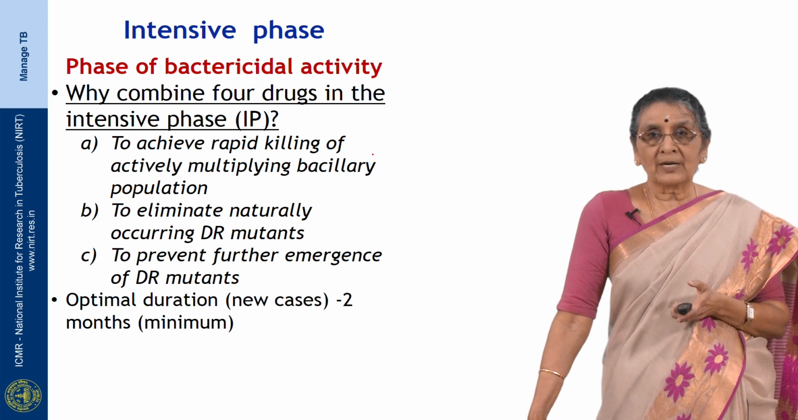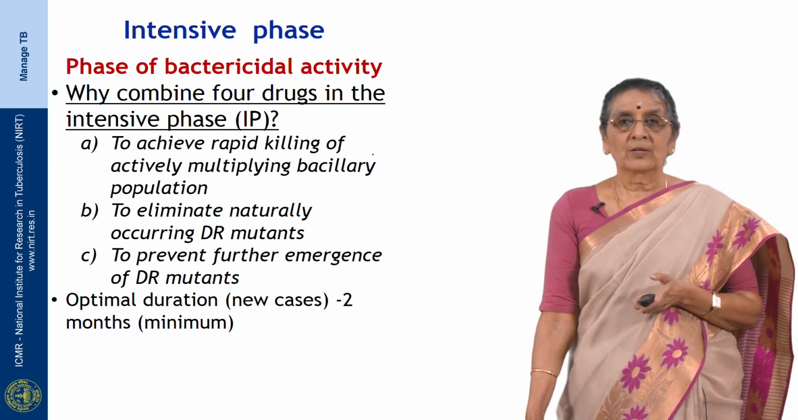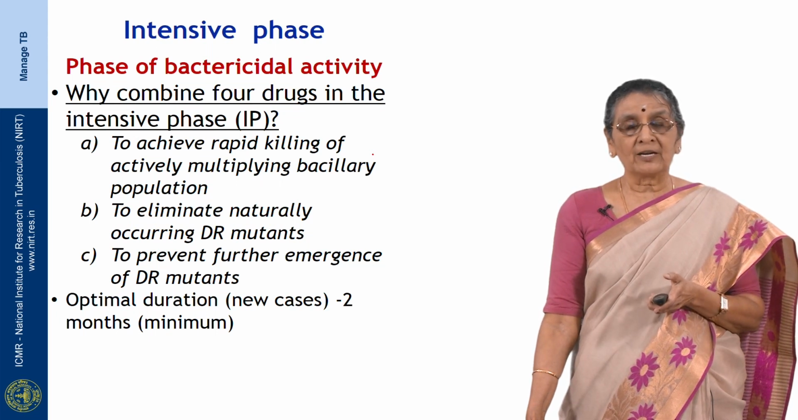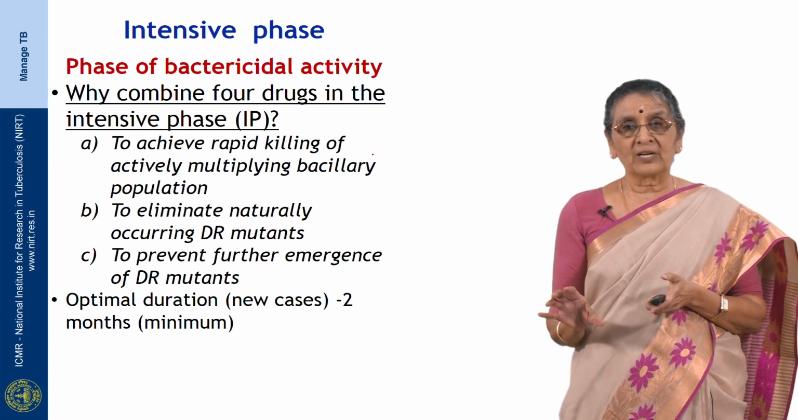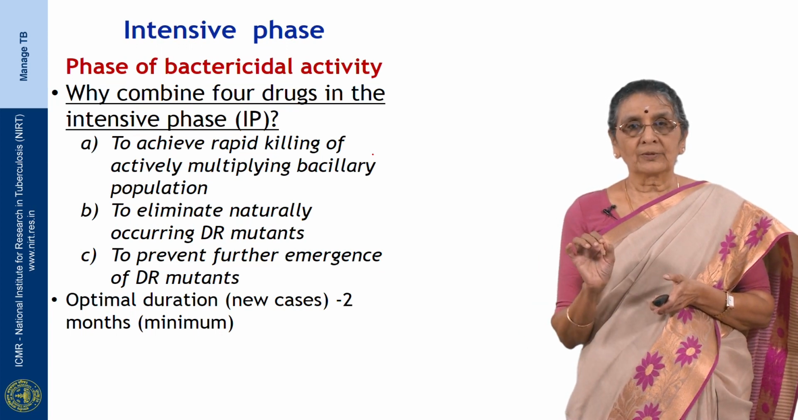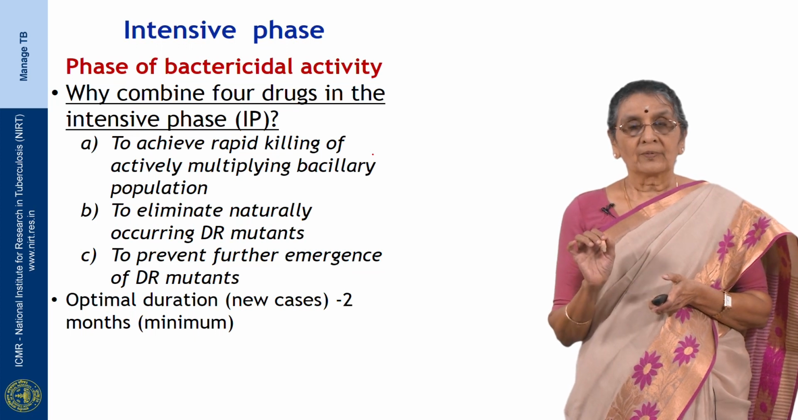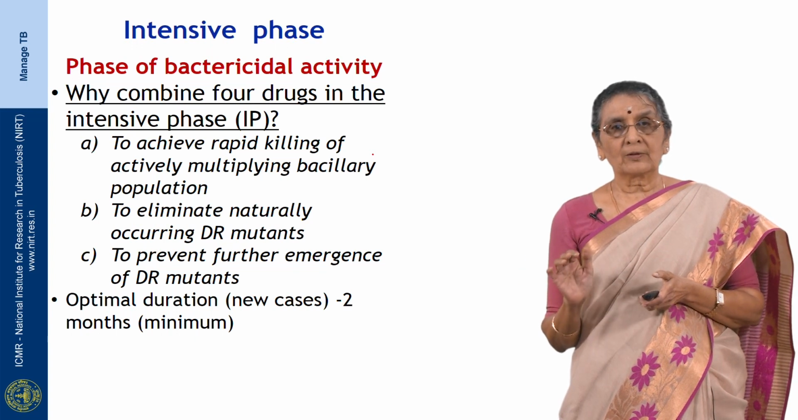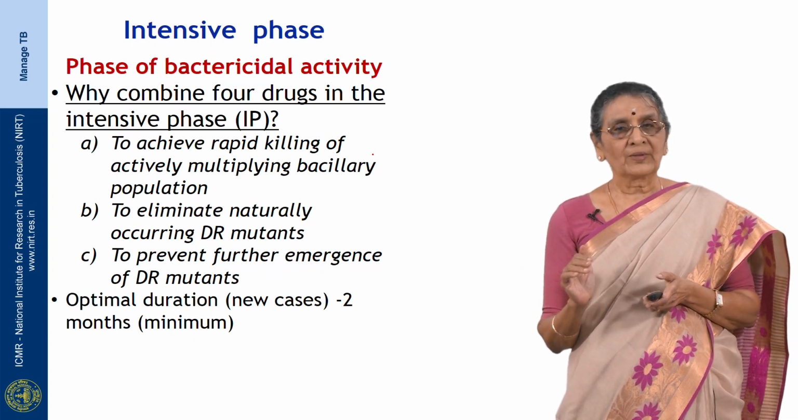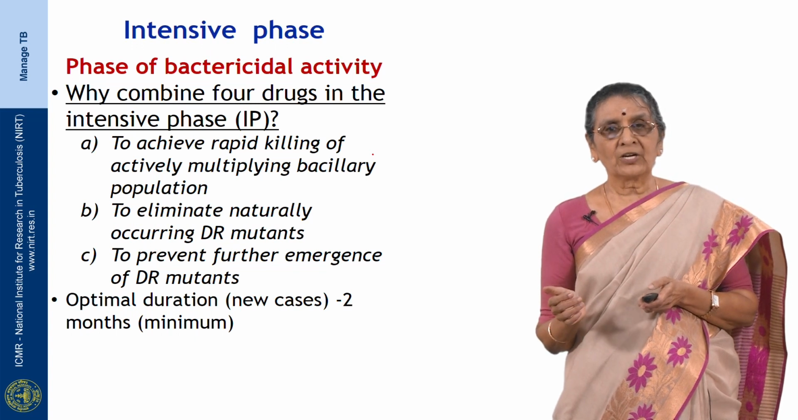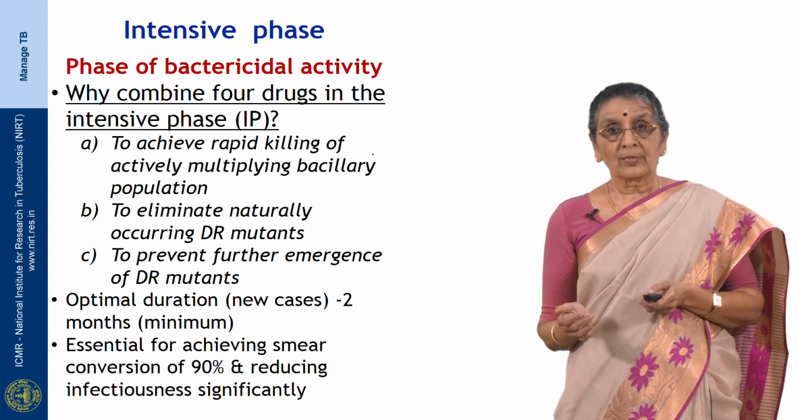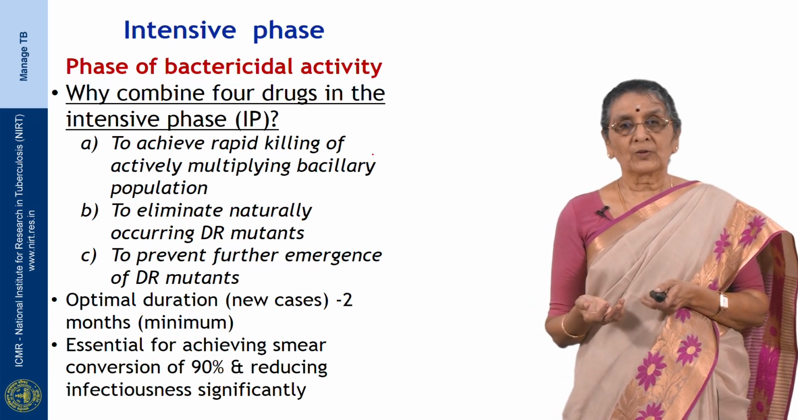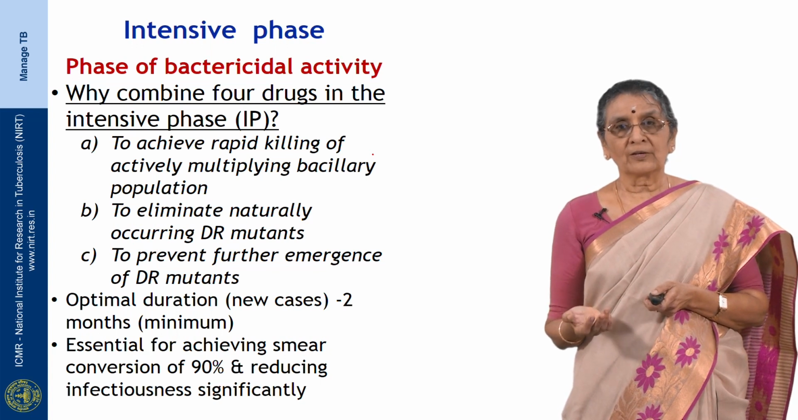Intensive phase is to achieve rapid kill of rapidly multiplying bacillary population. Metabolically active, rapidly multiplying bacteria, which form the majority of the population, are killed in this phase. This phase also eliminates naturally occurring drug resistant mutants. This phase also helps to prevent further emergence of DR mutants, and the optimum duration will be for 2 months, and usually we achieve a smear and culture conversion of 90% at the end of intensive phase.